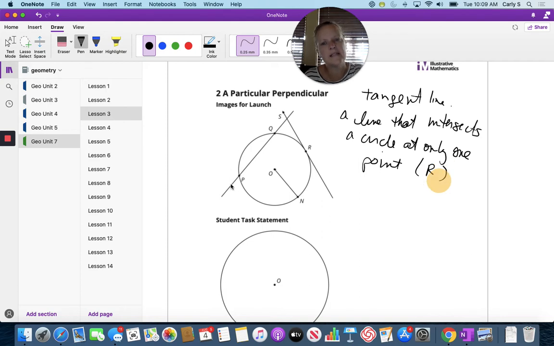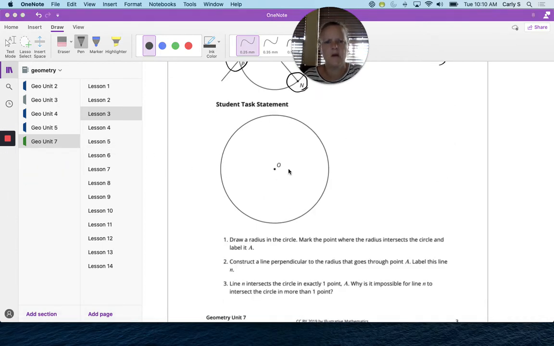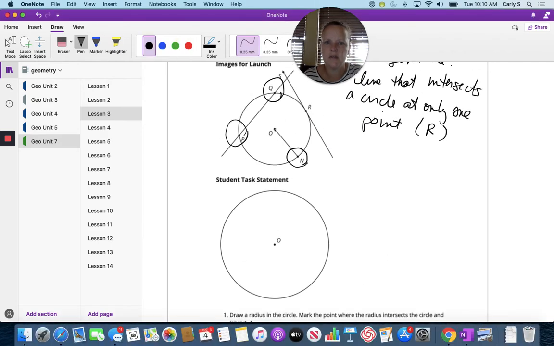Right, so why is segment PQ not a tangent line? Well, because it intersects at 2 points, right? Why is ON not a tangent line? Okay, it does intersect at just 1 point, but it's inside the circle also. So it's not a tangent line. Another thing I could say is if I were to extend segment ON as a line, it would actually intersect the circle at 2 points. Another reason that ON is not a tangent line.